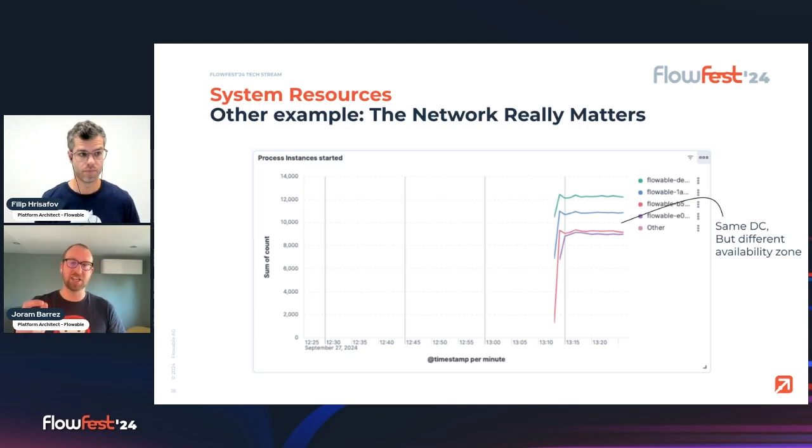You can see the 2 machines in the same availability zone, they were really the same kind of numbers. The green one was actually the one that was in the same availability zone as the database, because the network round trip simply was faster. So those things, they do matter.